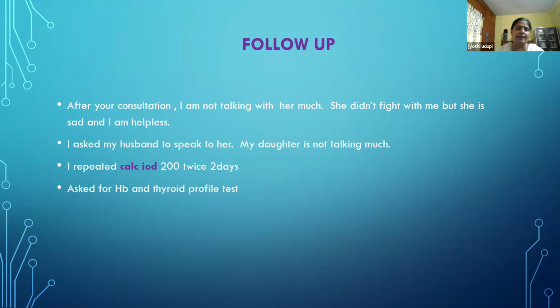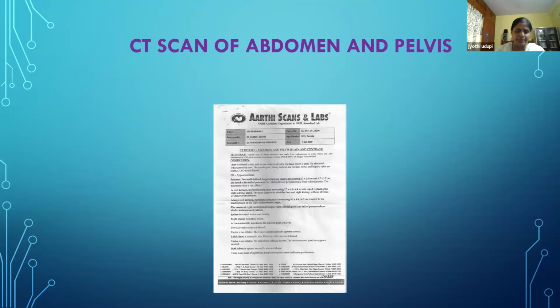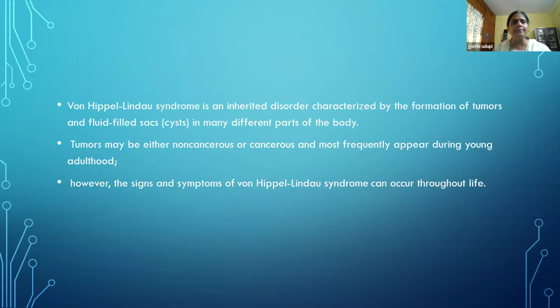I repeated Calcarea twice in 2 days, and asked her for a hemoglobin and thyroid profile test because she was putting on a lot of weight. So what happened in between? No, the patient developed a severe stomach pain. So they went to the emergency ward and they said immediately her abdominal scan needed to be done. So they did the scan, all the reports came.